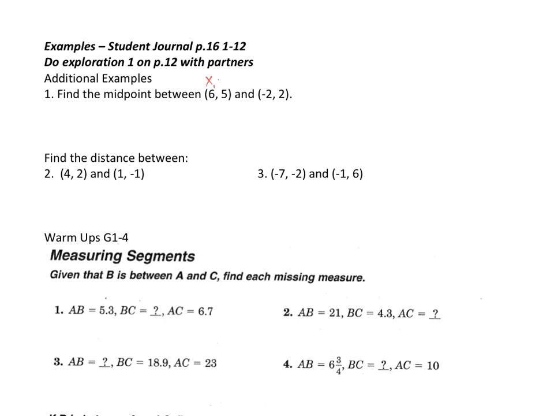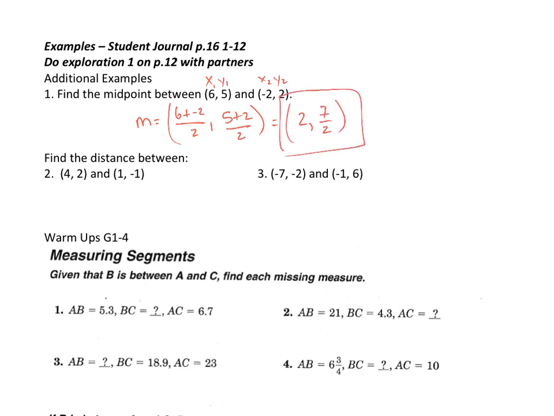We're going to label this x1, y1, x2, y2, and then to get the midpoint, this is going to be the average of the x's and then the average of the y's. So this becomes 4 over 2, which is 2, and this is 7 over 2.